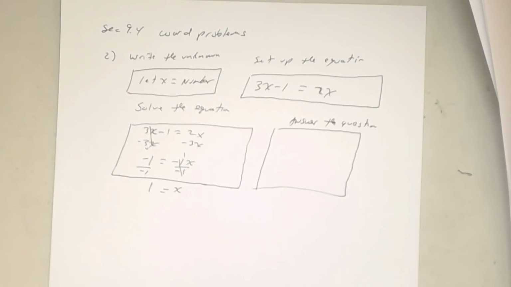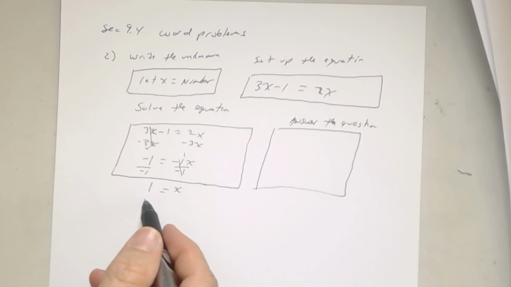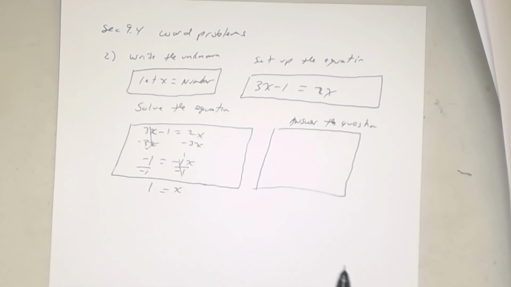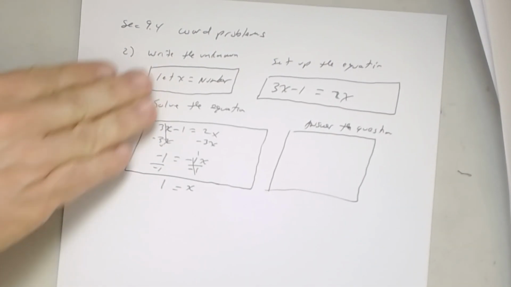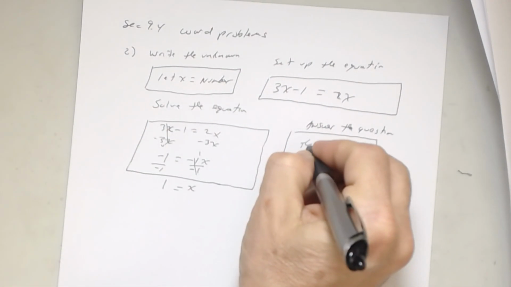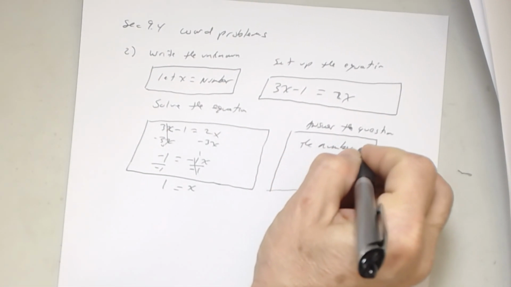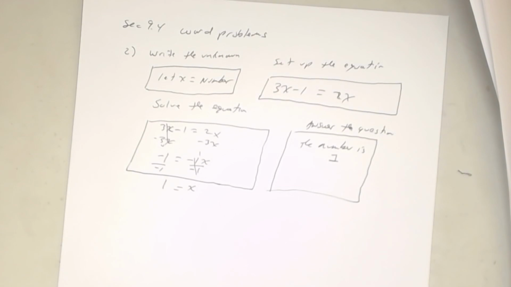Now, here's the thing. You got to write a complete sentence. Just don't put 1 here. I know it's 1. You just told me that. Don't put 1 again. Say, you're kind of taking all these 2 boxes together. You're going to say the number is what? 1. That's what you're going to say. The number is 1.